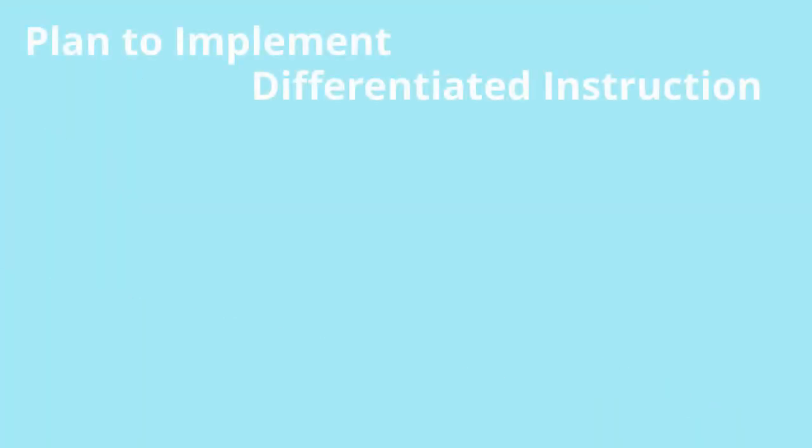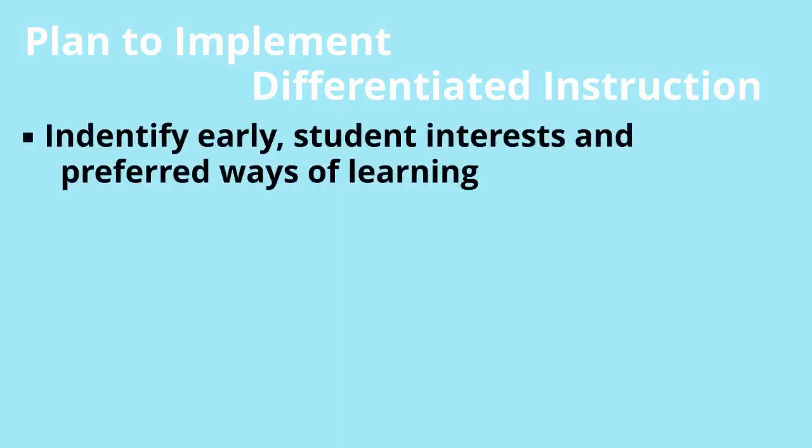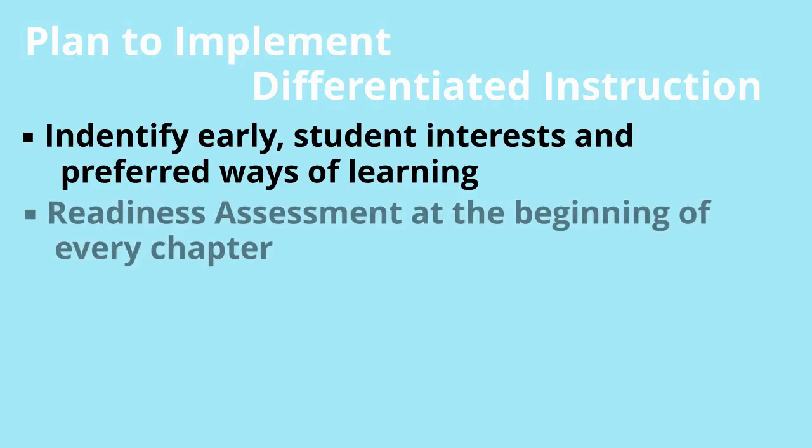My plan to utilize differentiated instruction consists of identifying student interests and preferred ways of learning starting at the very beginning of the year with a survey. I will continue to gather information by having informal dialogues with them throughout the year. I also plan to assess their mathematical readiness at the beginning of each chapter. I will use this information to plan instruction and activities that students can relate to their interests and can complete proficiently in regards to their readiness level.